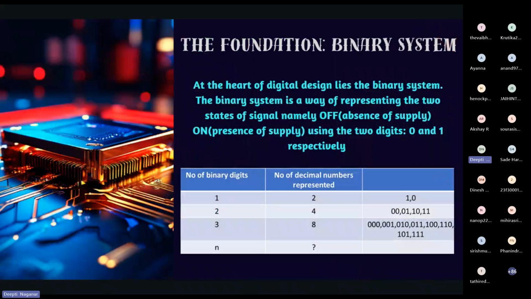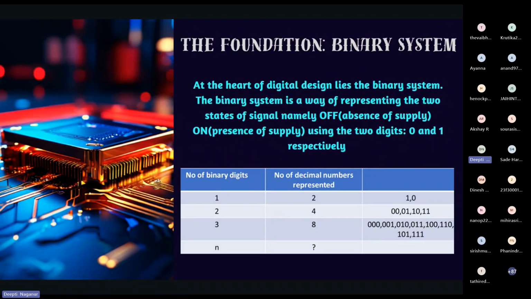The foundation. Now, the foundation of this conveying of information is the binary system. At the heart of digital design lies the binary system. The binary system is a way of representing the two states of signal, namely off, that is absence of supply, and on, which is presence of supply. And off is represented by the digit 0, and on is represented by the digit 1.